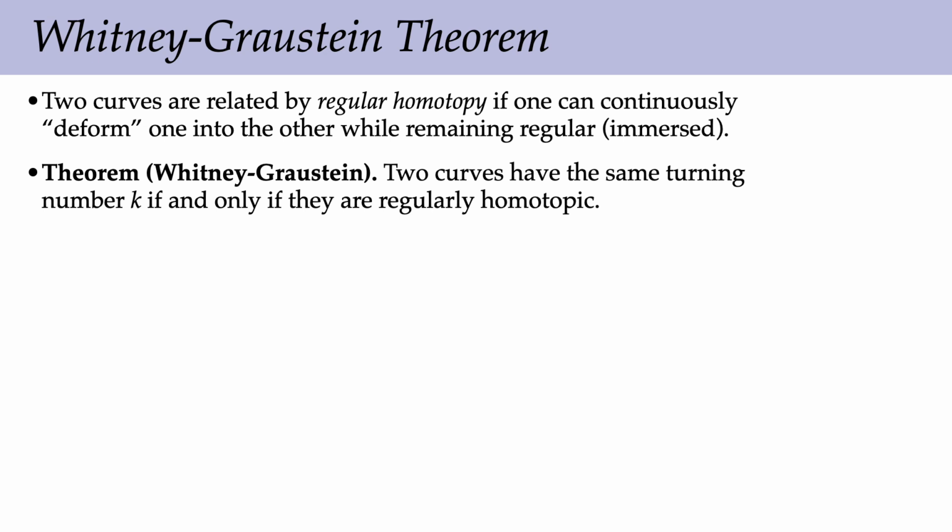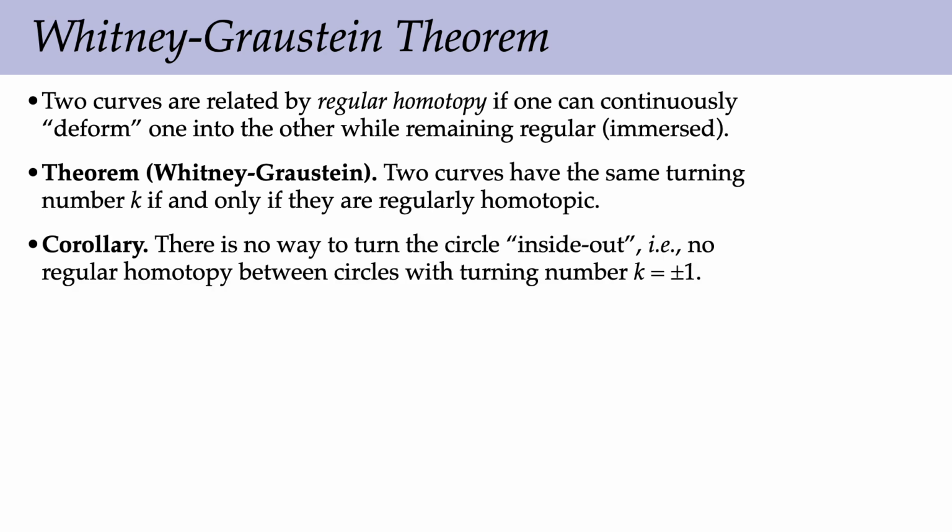How do I know that if I have the same turning number, I can necessarily find this nice regular motion between the two curves? There are a variety of ways to prove that. I think one interesting way to look at this is to talk about a special case of the circle. A corollary to Whitney-Graustein is that there's no way to turn the circle inside out. If I give you the circle with positive orientation and the circle with negative orientation, then there's no way to deform one into another, to flip the orientation by a continuous deformation of the curve. To get a feel for why this is true, we can just start playing around with various motions.